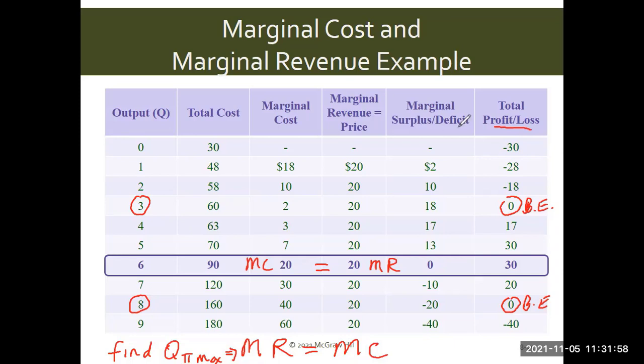And in this particular slide, it shows that profit is 30. And we got that from adding up the marginal surplus, positive 2 plus positive 10 plus 18 plus 17 plus 13, and it gave us our profit maximum where marginal cost equaled marginal revenue.